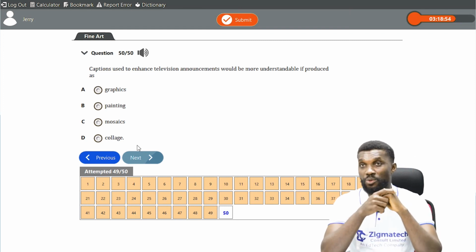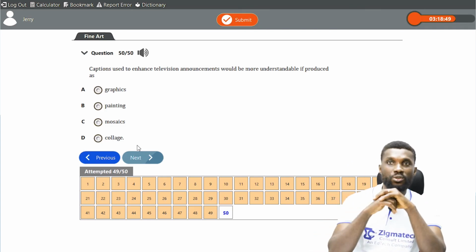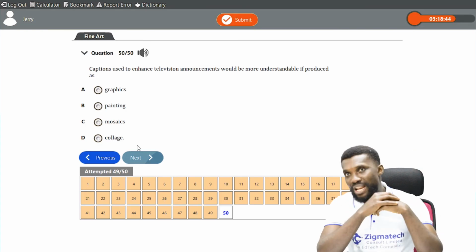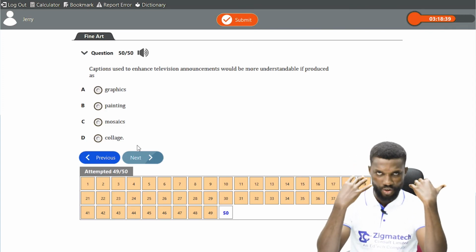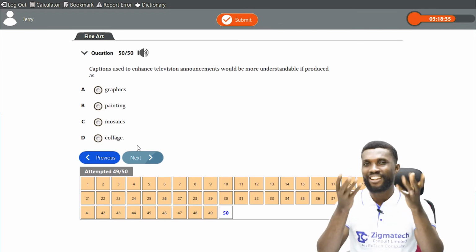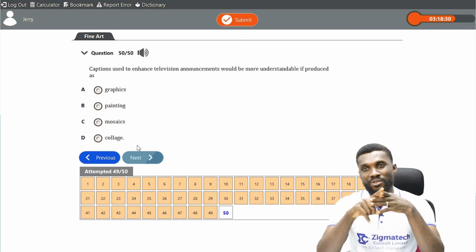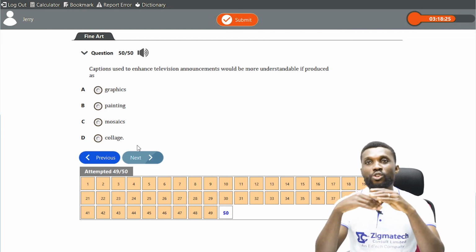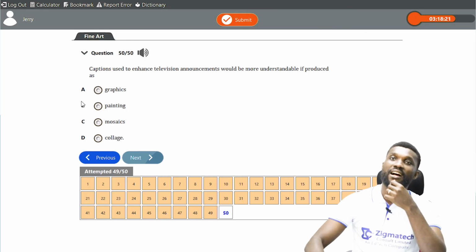You know what mosaic is? Painting is the act of using colors to paint. Mosaic is the art of using pebbles to create a work of art. Collage is the art of using flexible materials and objects to make a painting. Or graphics. Graphics is the art of using pictures, letters, fonts, motion, audio. So TV programs work with a graphics designer. So that gives us our answer as what?